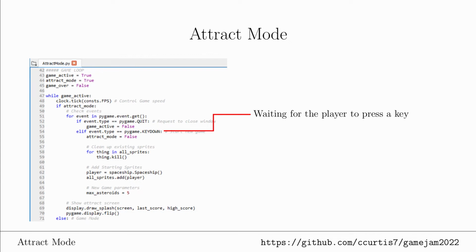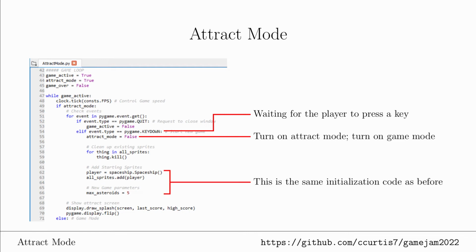At this point, we need to trigger a number of things to happen. First, we need to turn off attract mode so that we go into game mode. And we also need to initialize a new game. We actually already have this code, but it's currently outside of the game loop. All we need to do is bring that in so that each new game starts with a fresh player and fresh parameters.